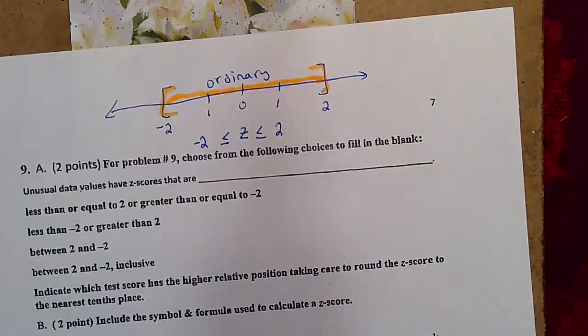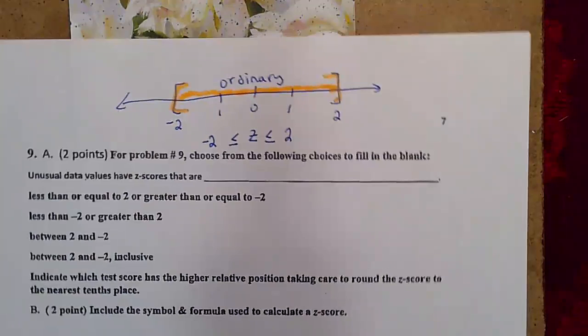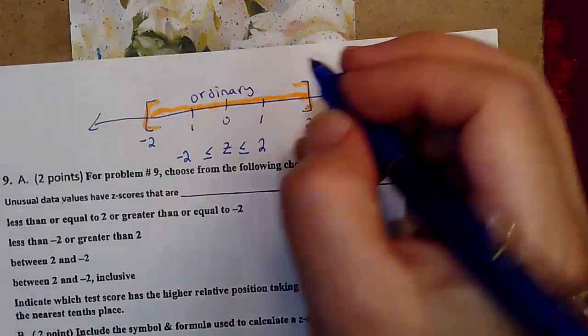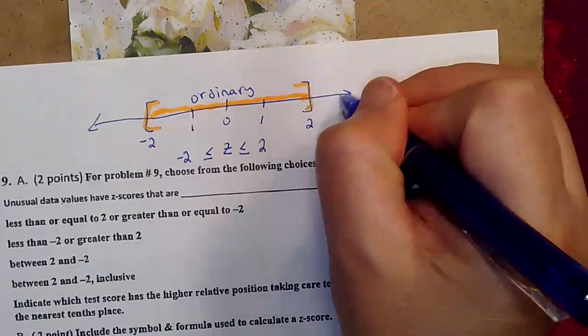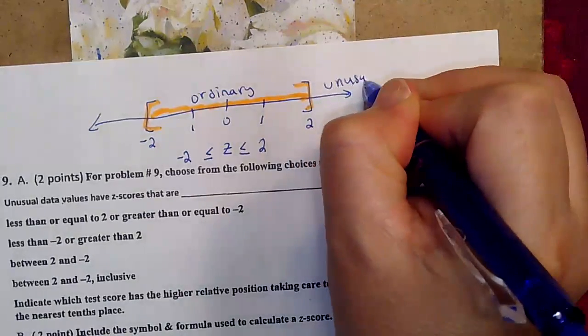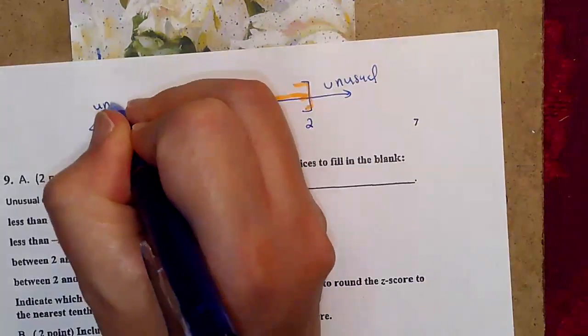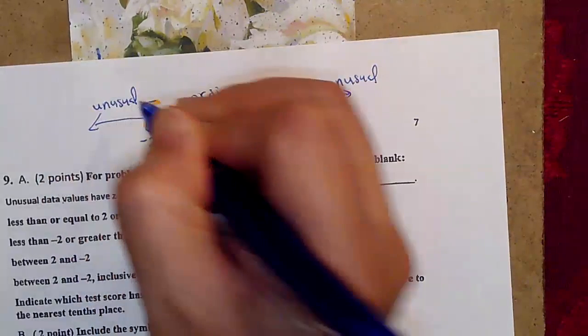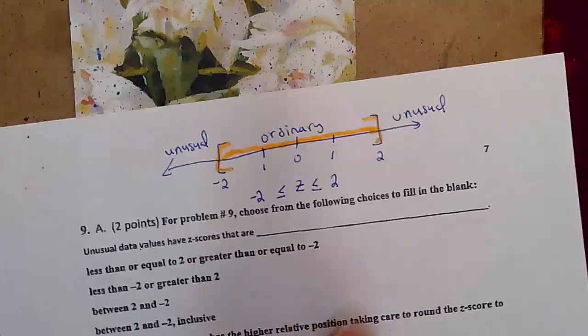2 standard deviations above the mean or below the mean. And so that's why we keep an eye on that. If your z-score falls outside of that, then it's considered unusual. Your data is considered unusual. Okay, so I'm going to make a note of that here.